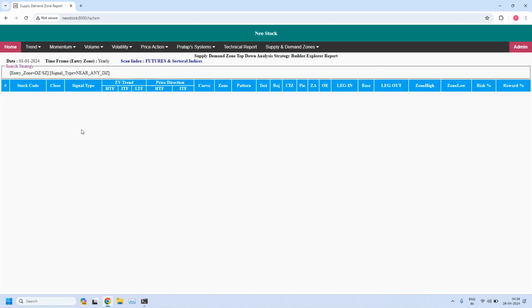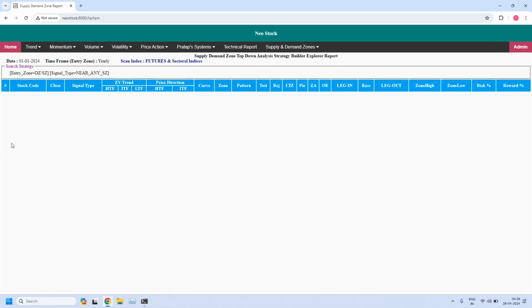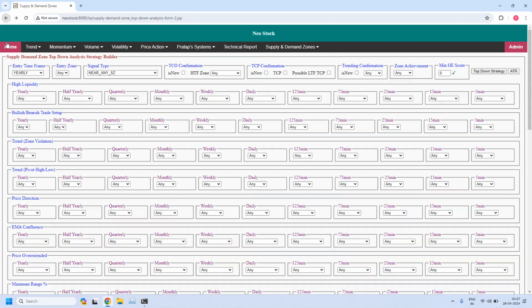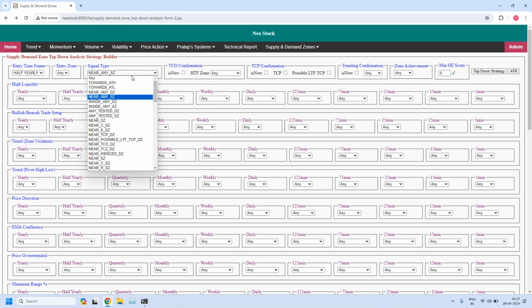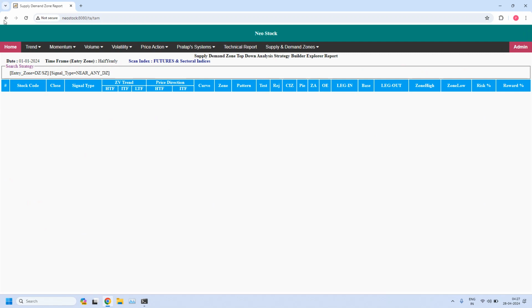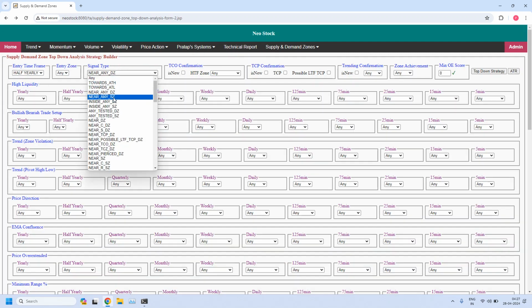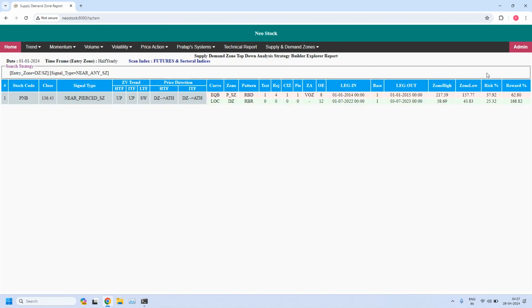So no stocks are filtered. So let me go back. For yearly time frame, let us find the stocks near yearly supply zone. So no stocks are available. Let me go back. I'm changing the time frame to half yearly. Let us find the stocks near half yearly demand zone. No stocks are available. For half yearly time frame, let us find the stocks near half yearly supply zone.